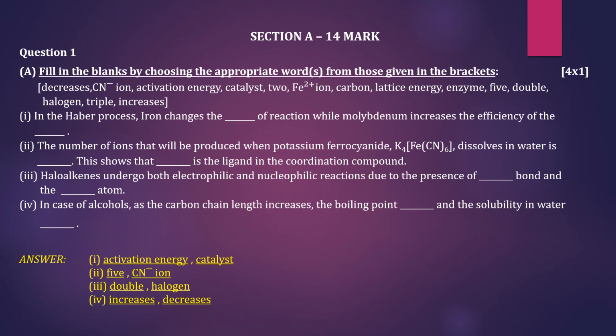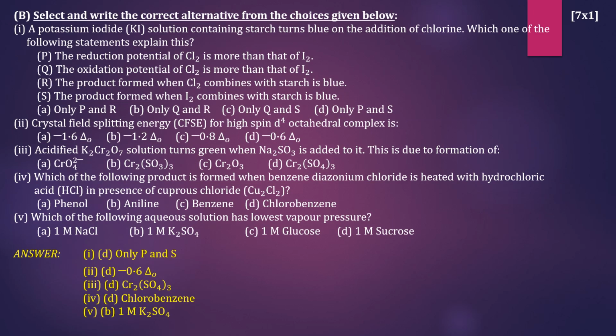Now let us come to the part B of question number 1, that is MCQ. First let us discuss the method of writing answer. So you give the correct question number 1B1. Now for the first one the answer is option D, that is only P and S. So if you give the correct question number, that is 1B1, and then you write only P and S, you are not writing this D, you will get full marks.